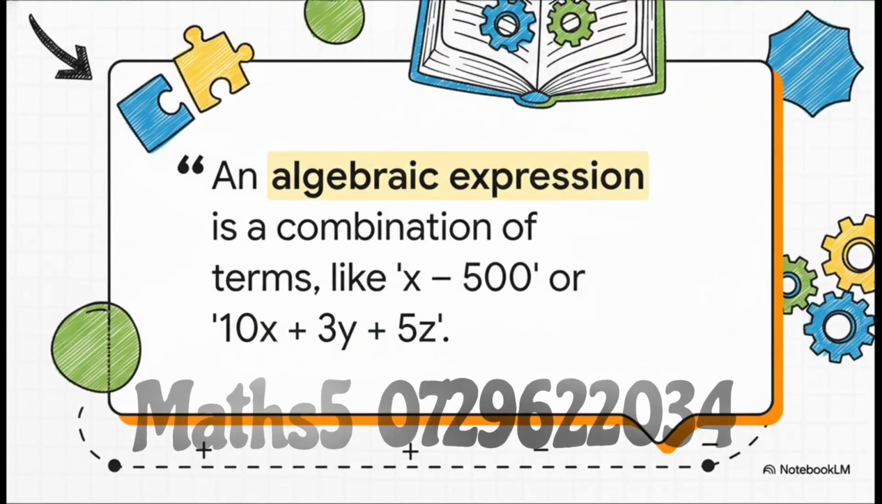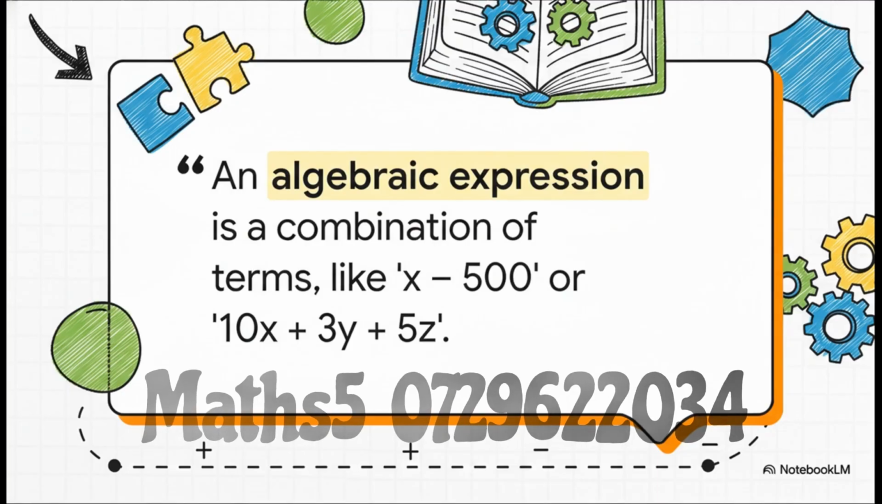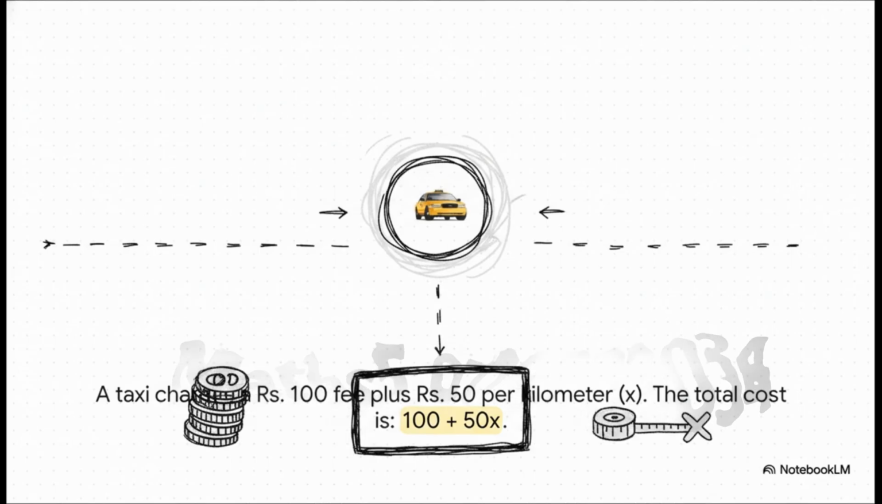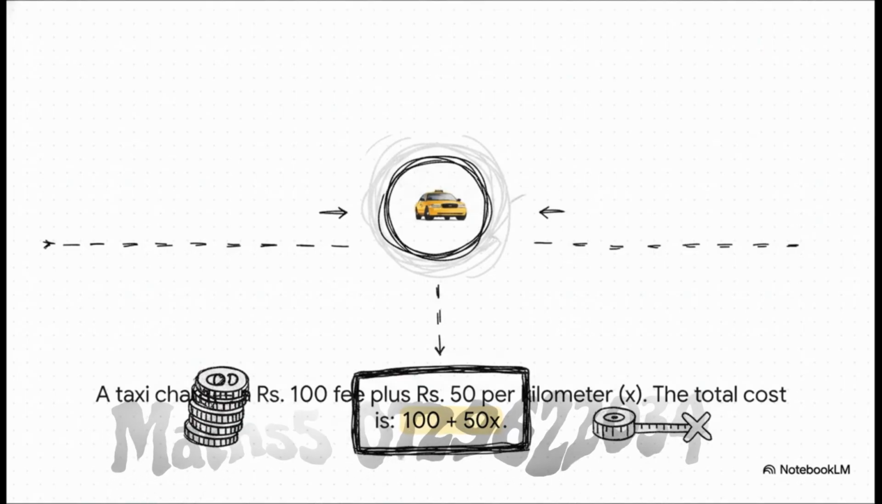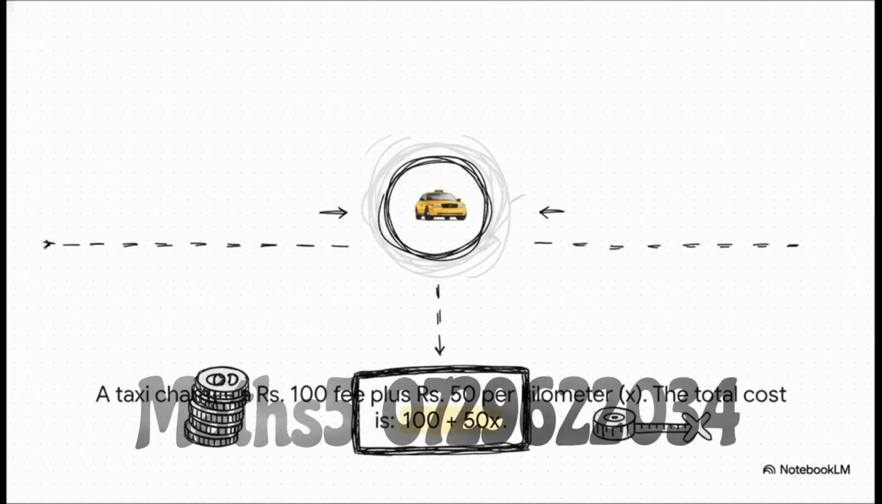These sentences are called algebraic expressions. And really, they're just combinations of our terms, our algebraic words, all strung together with plus or minus signs. They just let us tell a more complex story. Let's go back to that taxi ride. There's a fixed starting fee, right? 100 rupees. That's our first term. Then they charge 50 rupees for every single kilometer, which we're calling X. That's our second term, 50X. Put them together, and the total cost for your ride is 100 plus 50X. That's an algebraic expression. It's the complete story of your taxi fare.